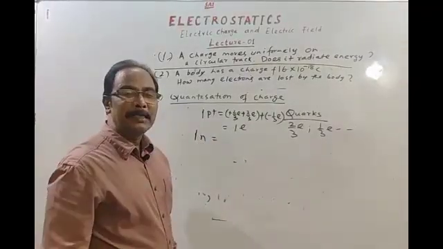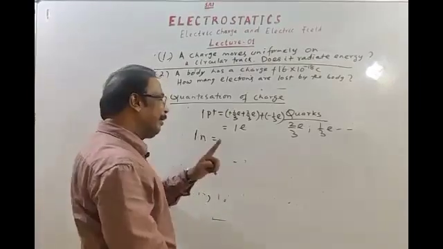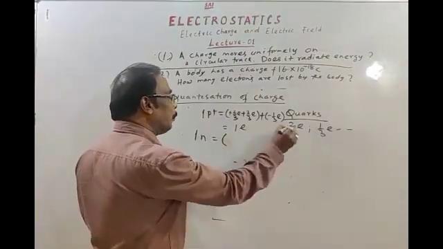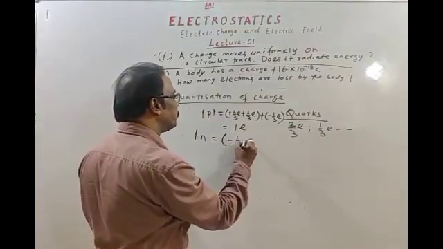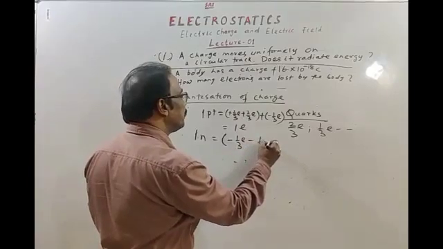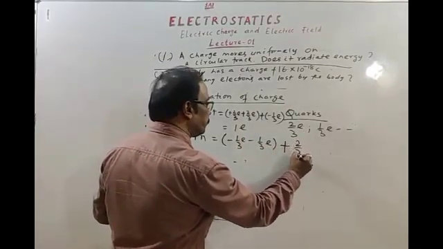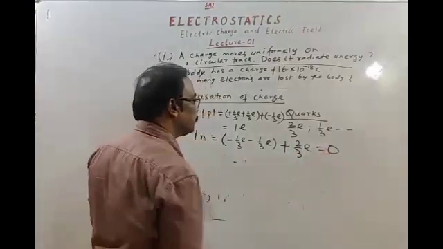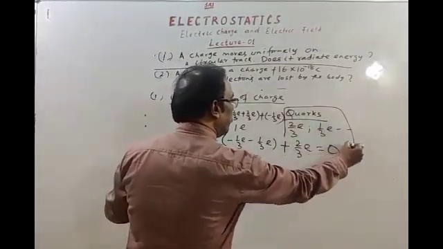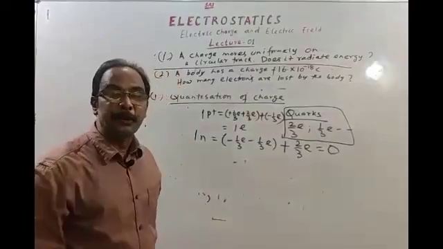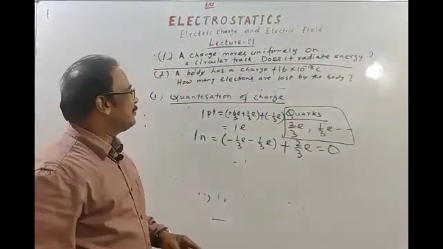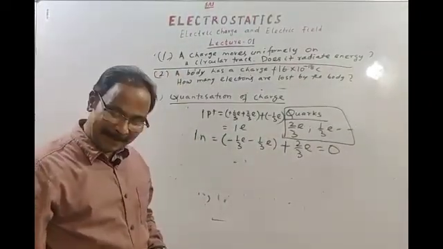neutron. Neutron is electrically neutral. Neutron contains 2 down quarks, each minus 1/3 e, and 1 up quark, meaning 2/3 of the charge of electron. So the resulting charge of neutron is 0. Okay. This is about quantization of charge.